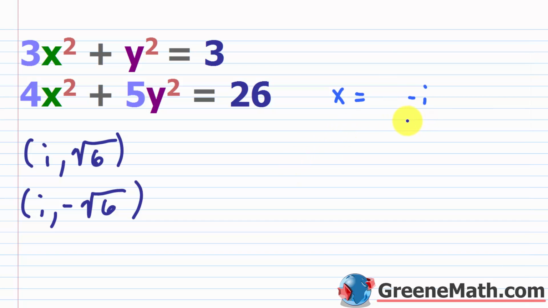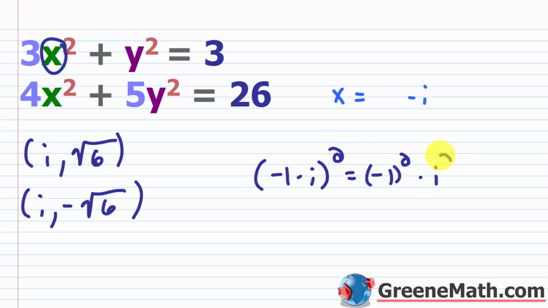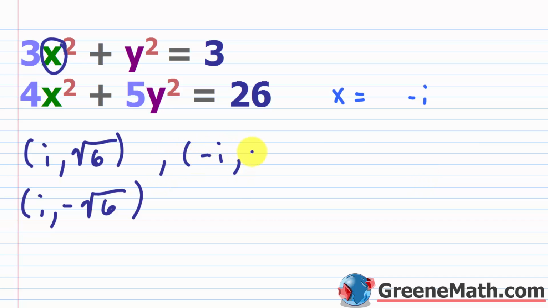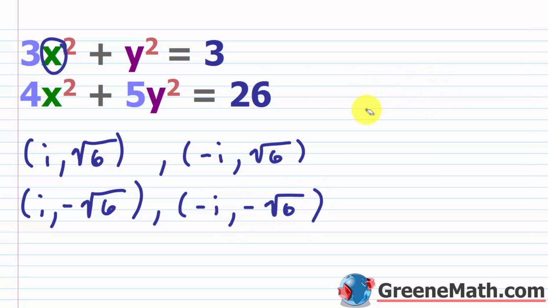Now, we see that if we plug this into this equation here, just think about the fact that I have negative i being squared, but it's going to give me the same result. If I think about negative i as negative 1 times i, and this is squared, well, this is negative 1 squared times i squared, which is 1 times negative 1, which is negative 1. So it's still going to give me negative 3 here, and I'm going to get the same result. So really, I can just say that I would have negative i comma square root of 6, and then also negative i comma negative square root of 6. So there are your 4 solutions for this one.